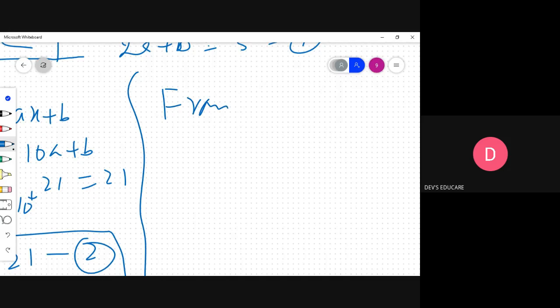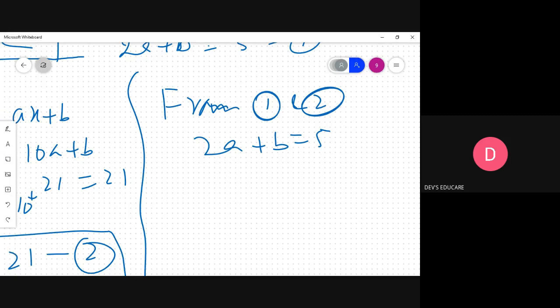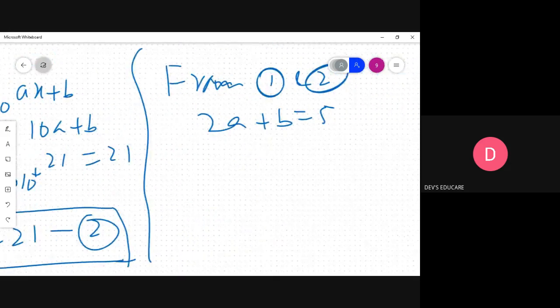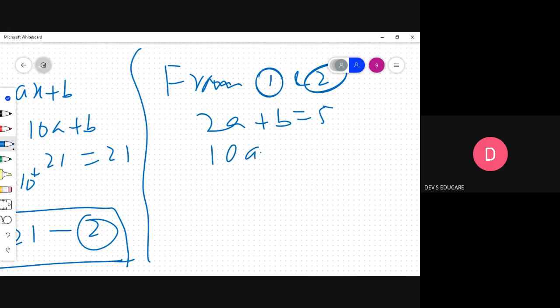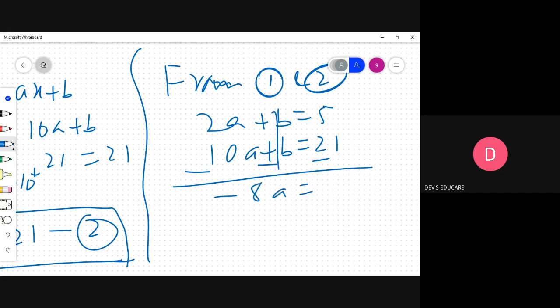From equations 1 and 2: 2a plus b equals 5, and the second one was 10a plus b equals 21. Subtracting these two equations, we have minus 8a equals minus 16. So a equals 2, and putting the value of a in equation 1: 2 into 2 plus b equals 5. So b equals 1.